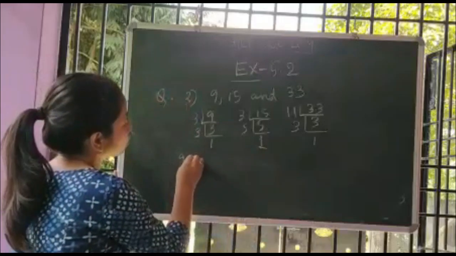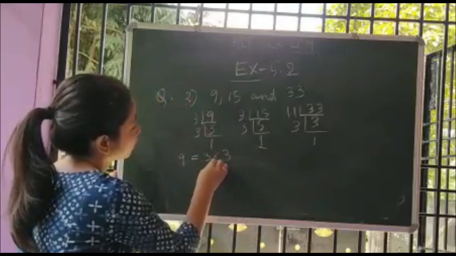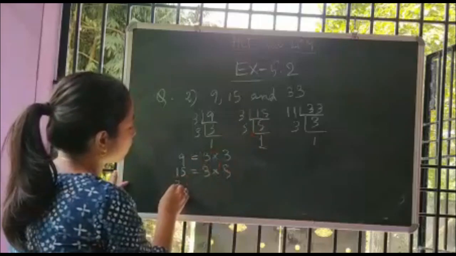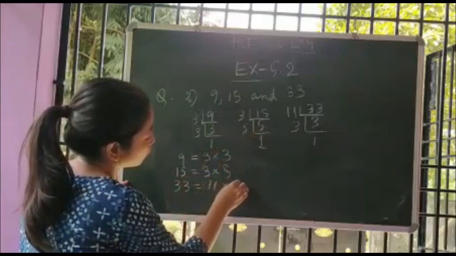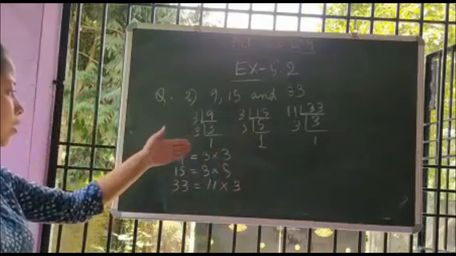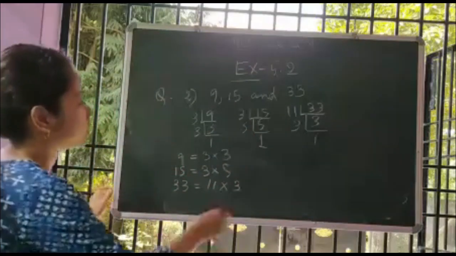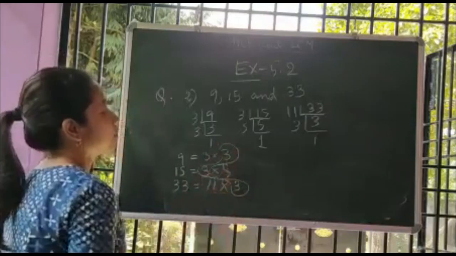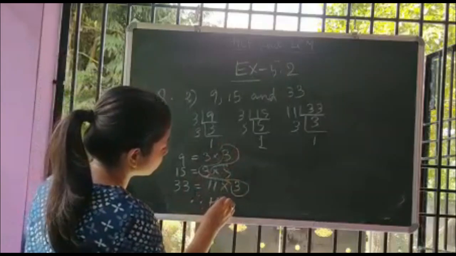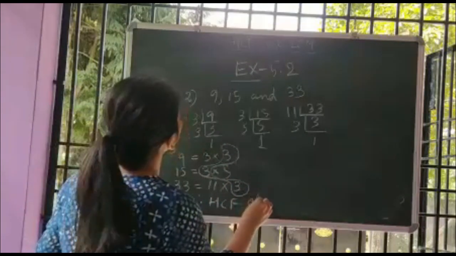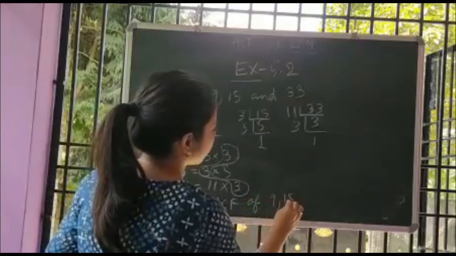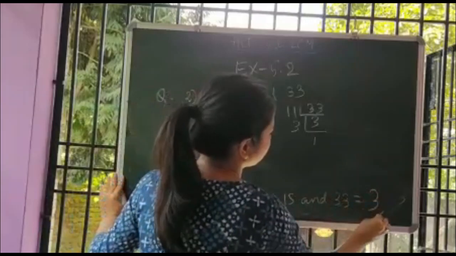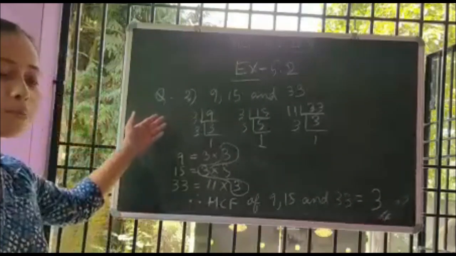Now what is the prime factorization of 9? 3 and 3. The prime factorization of 15 is 3 into 5. Then what is the prime factorization of 33? That is 11 into 3. So can you say what are the common factors of 9, 15 and 33? 3. 3 is the common factor of 9, 15 and 33. Therefore, ACF of 9, 15 and 33 equals to how much? 3. So this is our answer. I hope you people are clear.